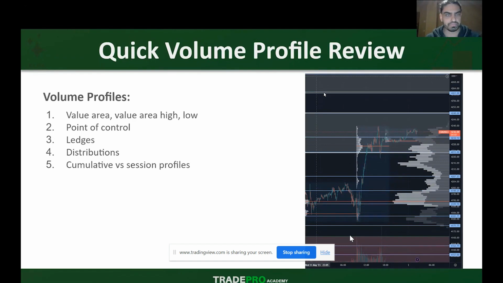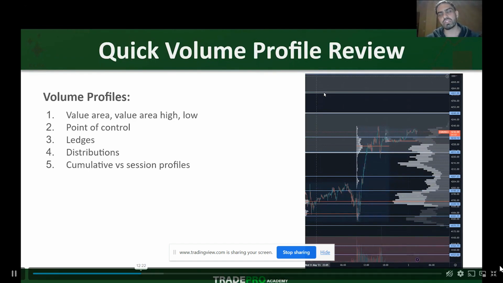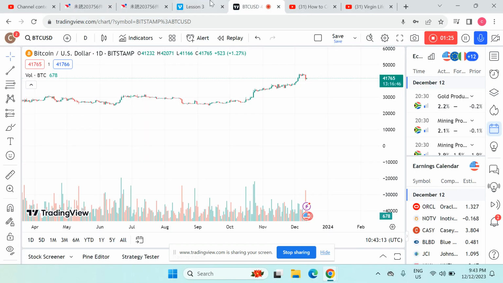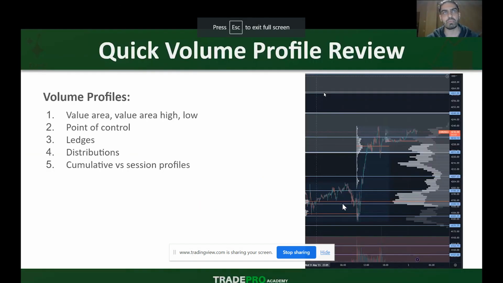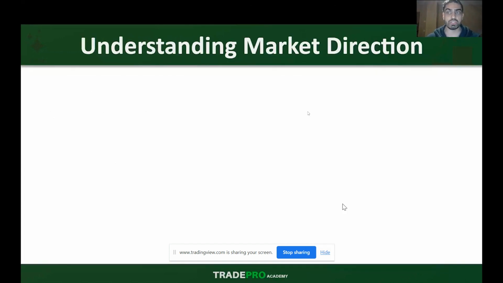Then you can have cumulative sessions versus single sessions, right? Session profiles are each individual session: extended trading hours and regular trading hours sessions have each their own individual profile. And then when you have a cumulative profile of multiple days, that's where you can find these very large distributions. Because when you see where volume's been traded over weeks, months, years, there's a lot of validity in those areas. So it's very important to understand how cumulative session profiles work as well.